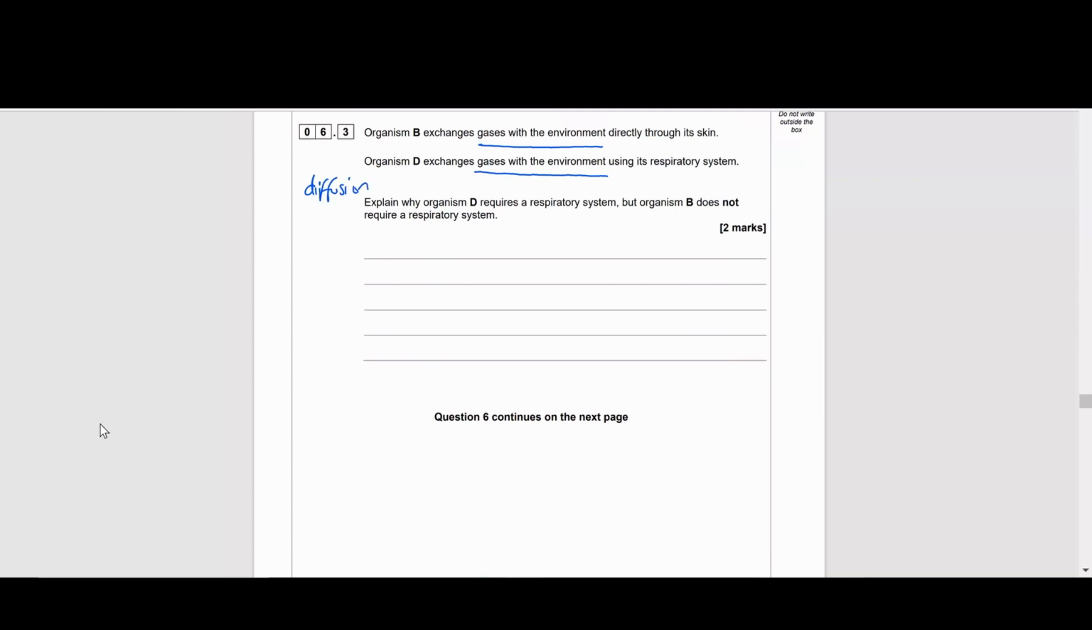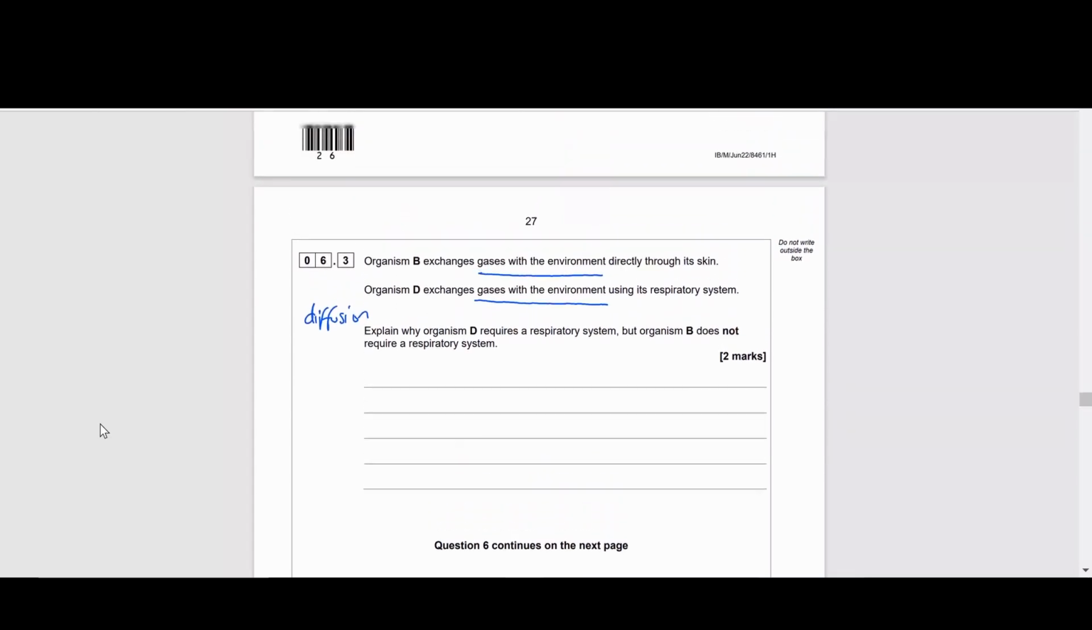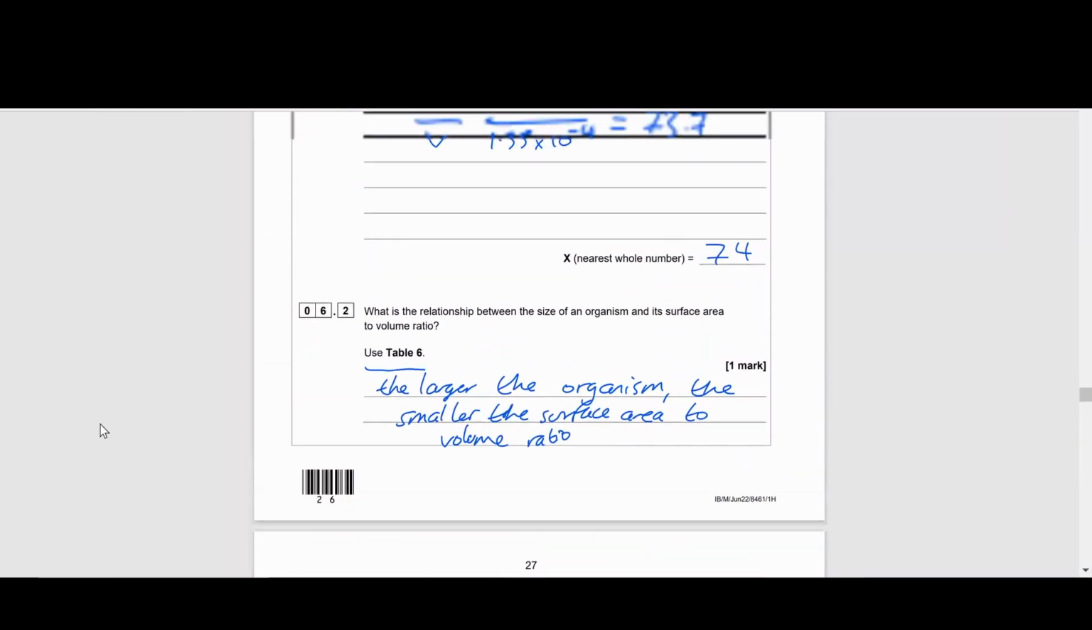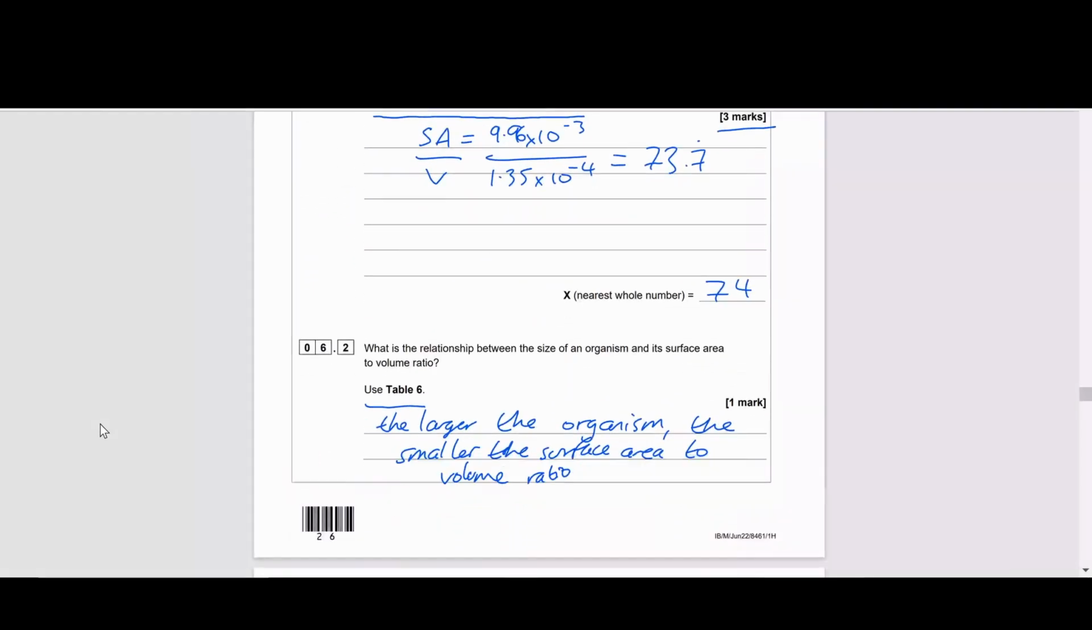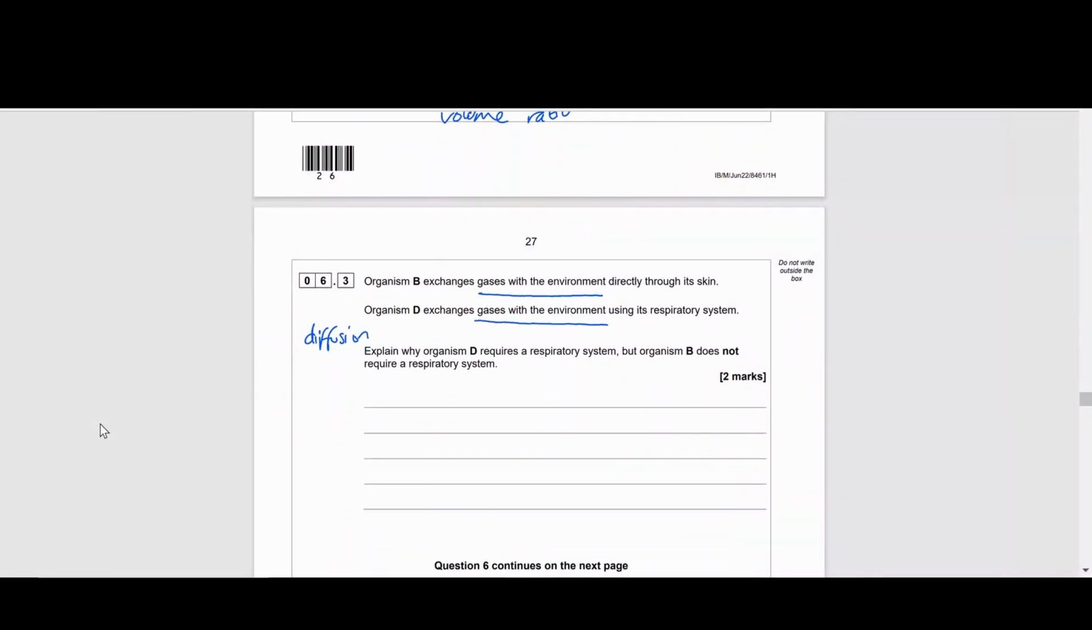But why would organism D require a respiratory system to carry out diffusion, whereas organism B can just do this through its skin? So let's look at our table again and see how organism B and D are different. So what do we notice between B and D? Organism B has a larger surface area to volume ratio. Organism D has a smaller surface area to volume ratio. So how does that link to the process of diffusion?